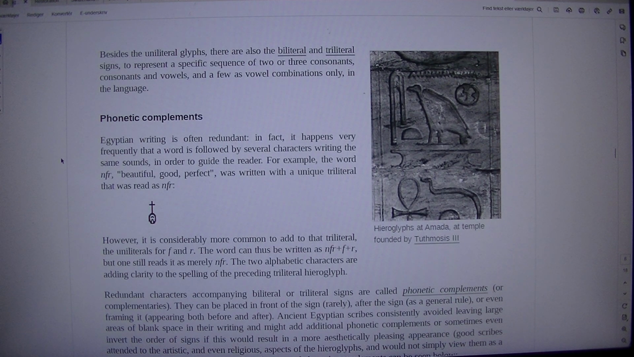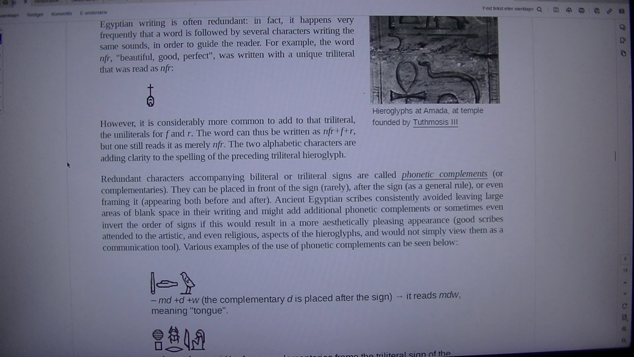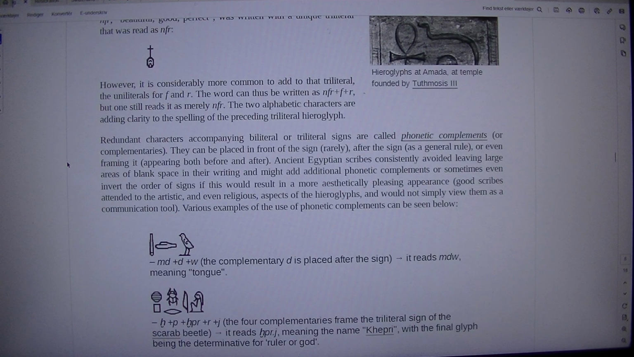For example, the word nfr, beautiful, good, perfect, was written with a unique triliteral and was read as nfr. However, it is considerably more common to add to that triliteral the unilaterals for f and r. The word can thus be written as nfr plus f and r, but one still reads it as merely nfr. The 2 alphabetic characters add clarity to the spelling of the preceding triliteral hieroglyph. Redundant characters accompanying biliteral or triliteral signs are called phonetic complements, or complementaries. They can be placed in front of the sign, rarely after the sign, as a general rule, or even framing it, appearing both before and after.